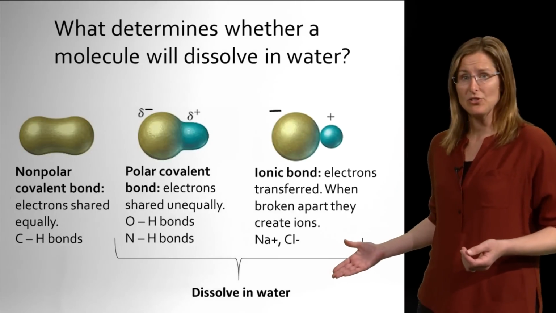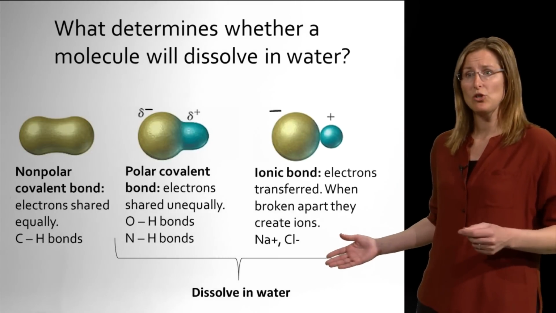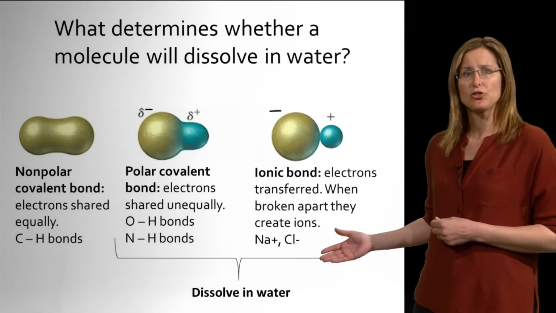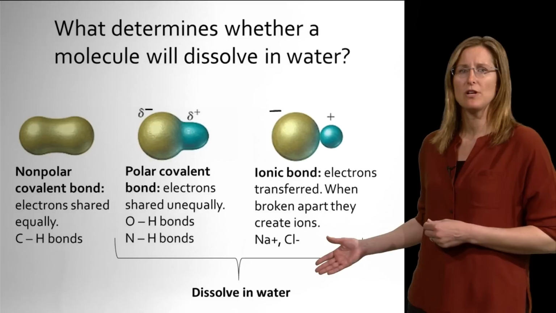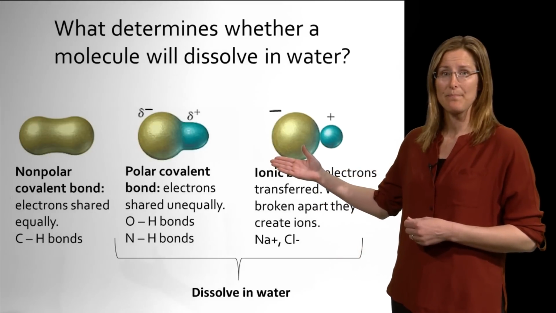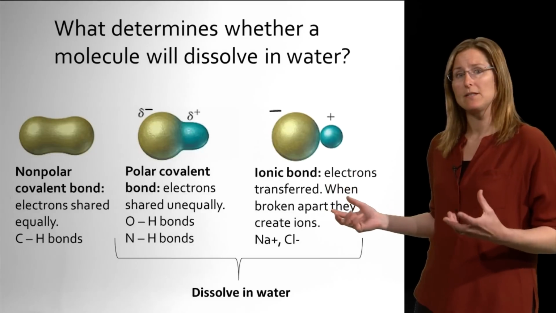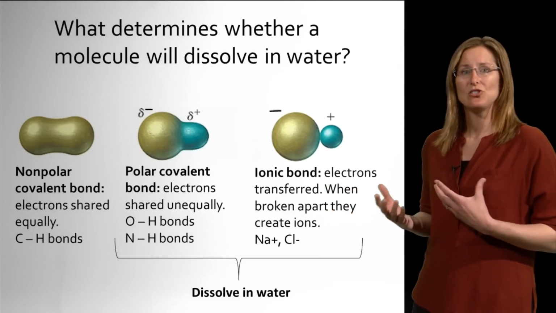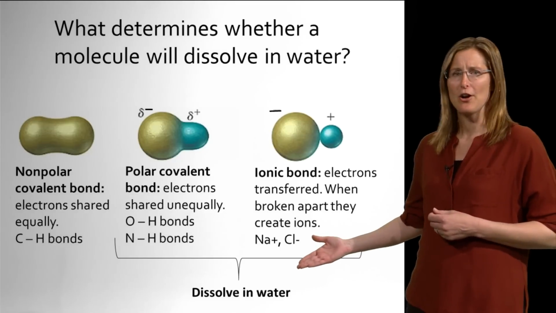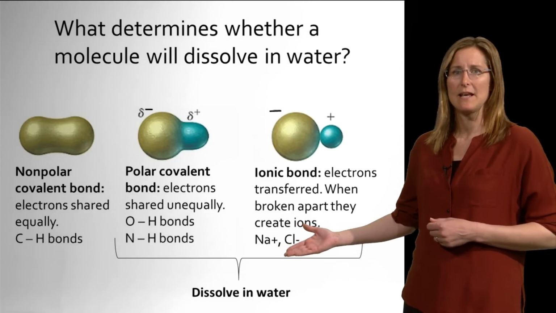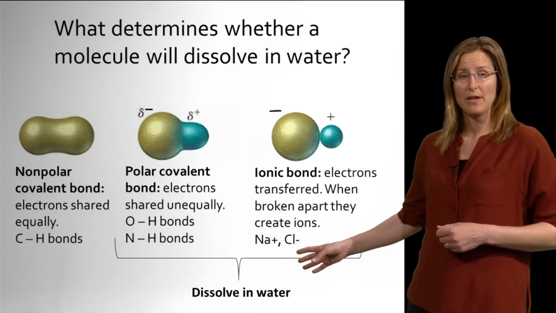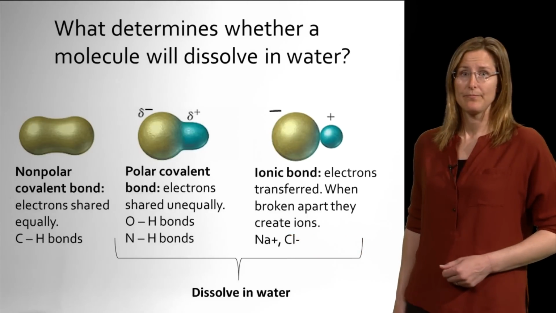In the case of salt, the bond type holding sodium and chlorine together is ionic. Ionic bonds are strong bonds that occur when electrons are completely transferred from one atom to the other. When water breaks the bond, ions, sodium and chlorine, are formed. Each has a full charge, as indicated by the plus and minus sign. Ions like these are polar, and they readily dissolve in water.